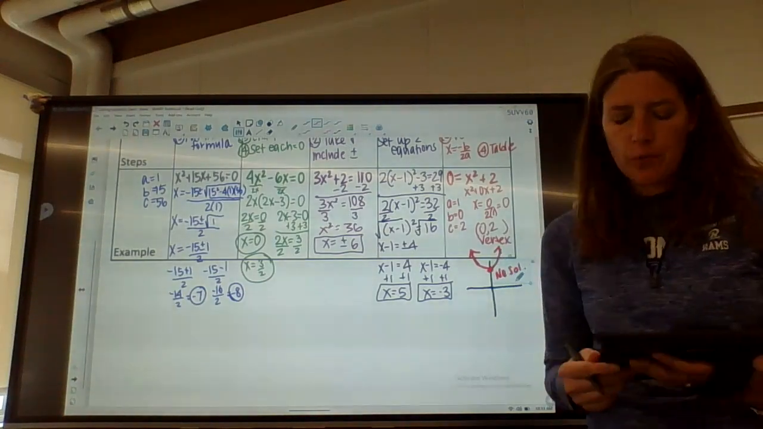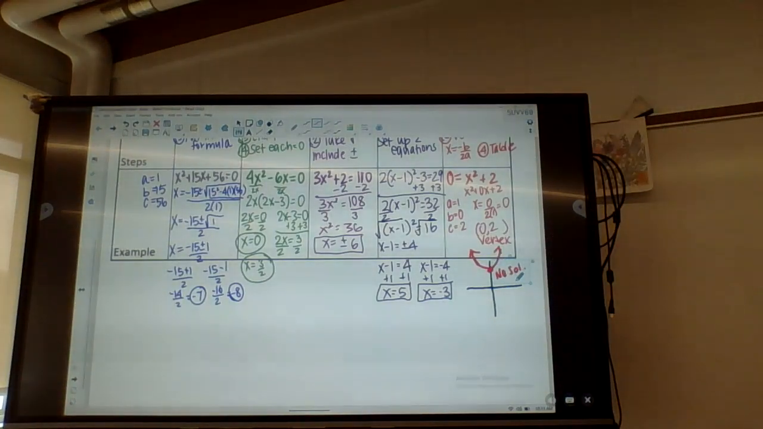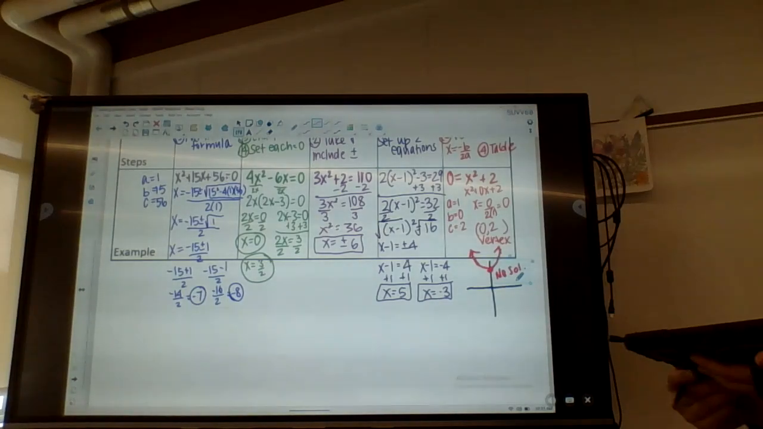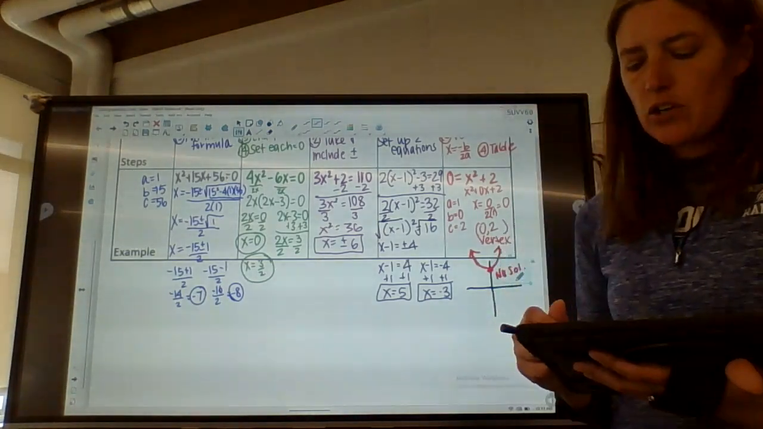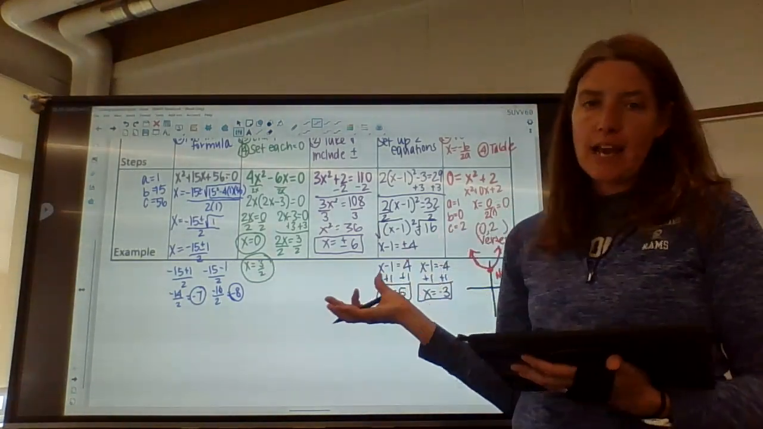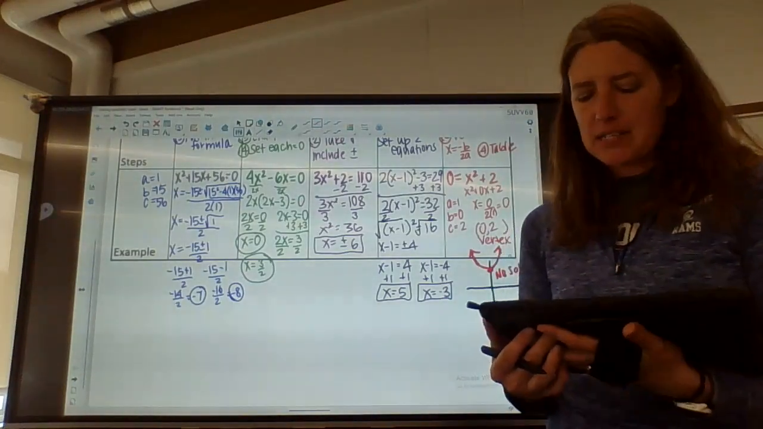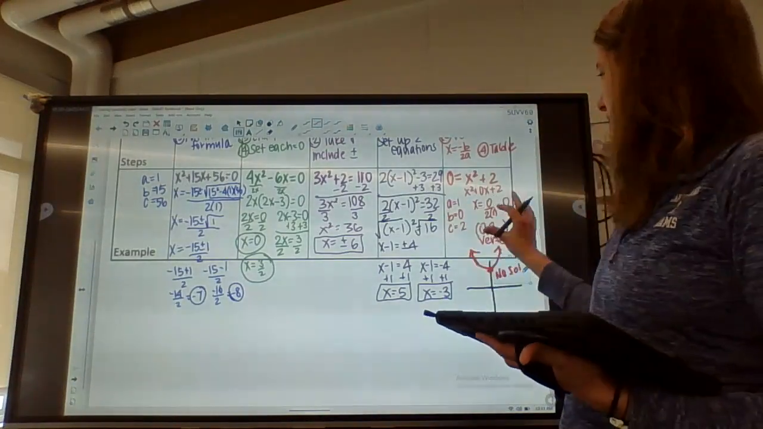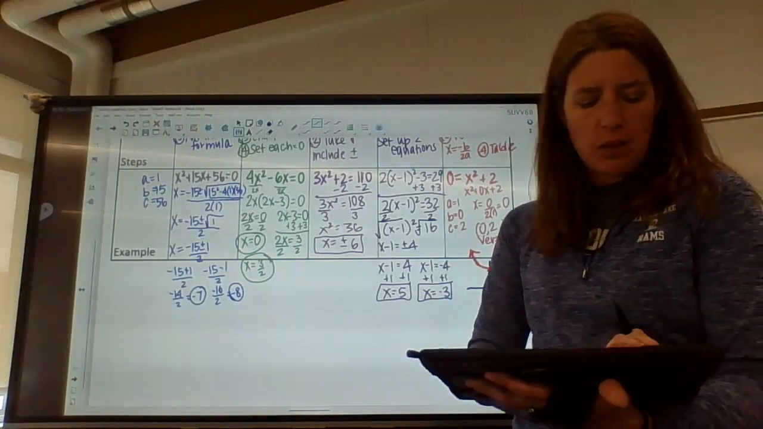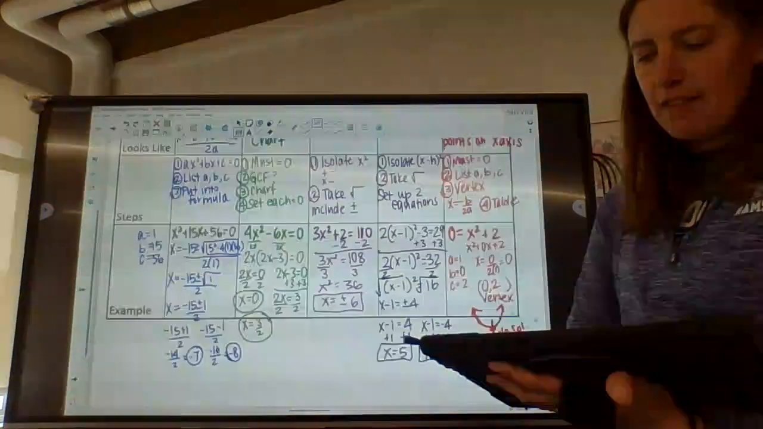I meant to do a different equation. So that one would have no solutions, because it never crosses the x-axis. So that's not a great example, I apologize. I'll do a better example with you guys next time. But the gist of it is there, that vertex is important, that we make sure we kind of find that.